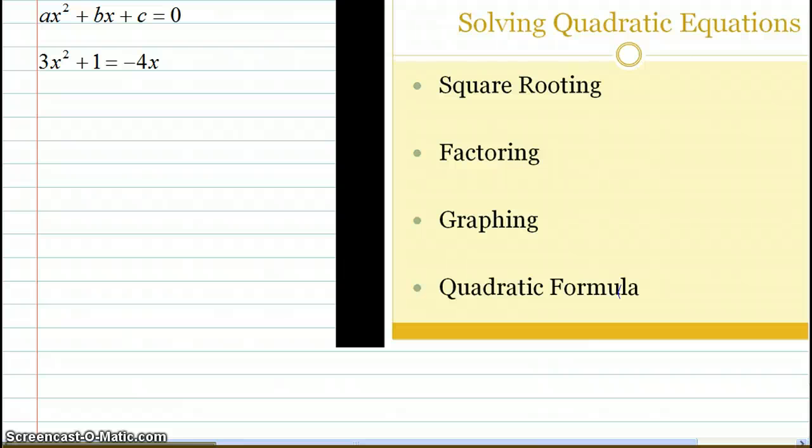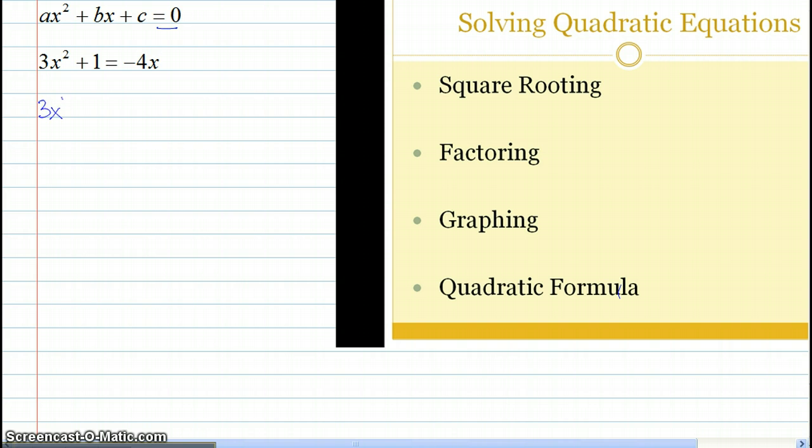We are solving quadratic equations. Our quadratic equation for today is 3x squared plus 1 equals negative 4x. Whenever you solve a quadratic equation, it has to equal 0. So your first step is to rewrite it in that form.